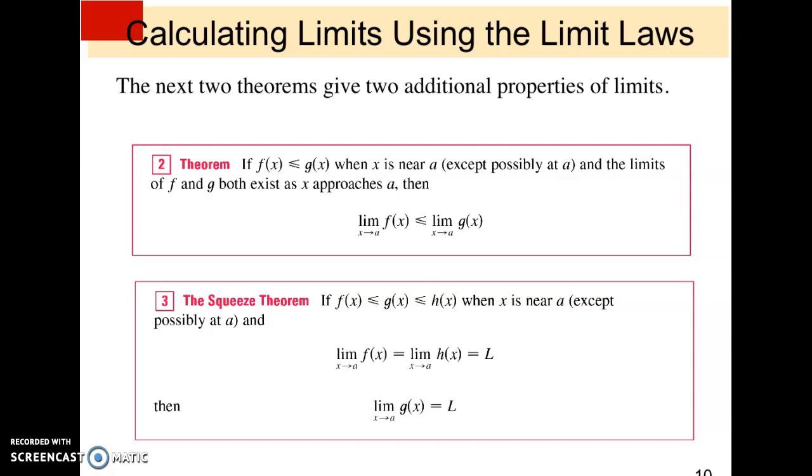So I'll stop our video here. These are some of the things that we wanted to talk about for section 2.3, talking about the evaluation of limits.